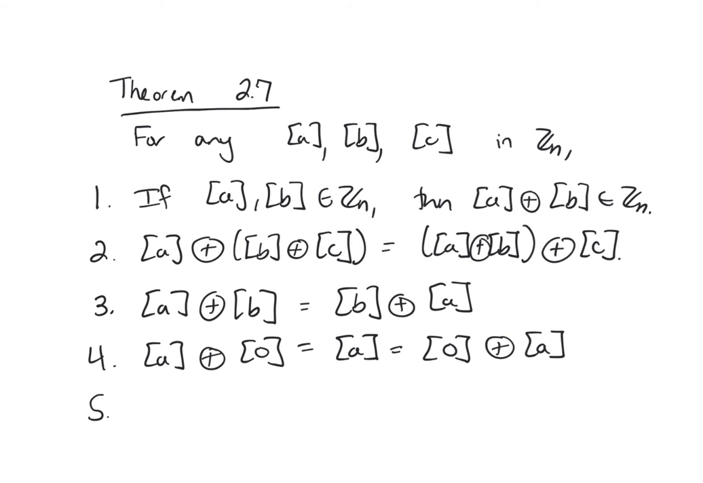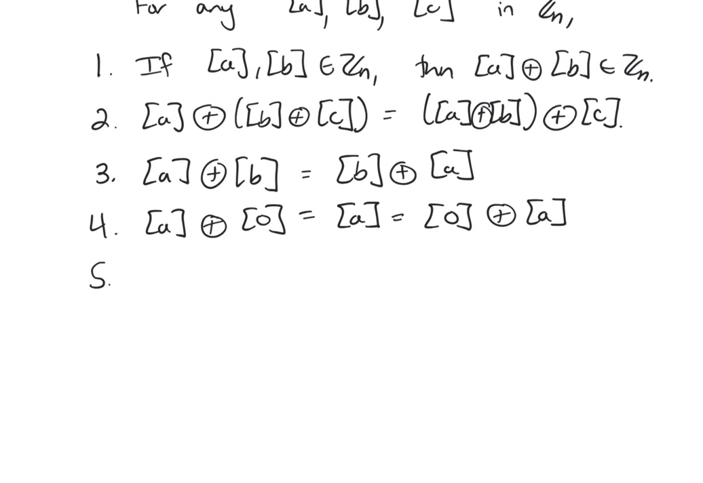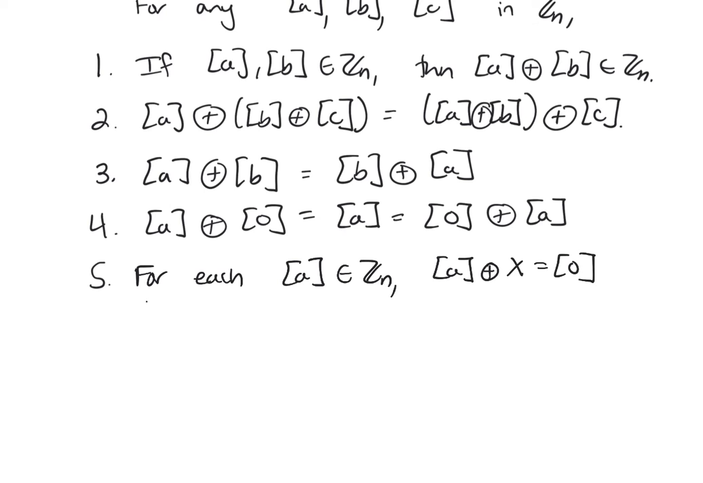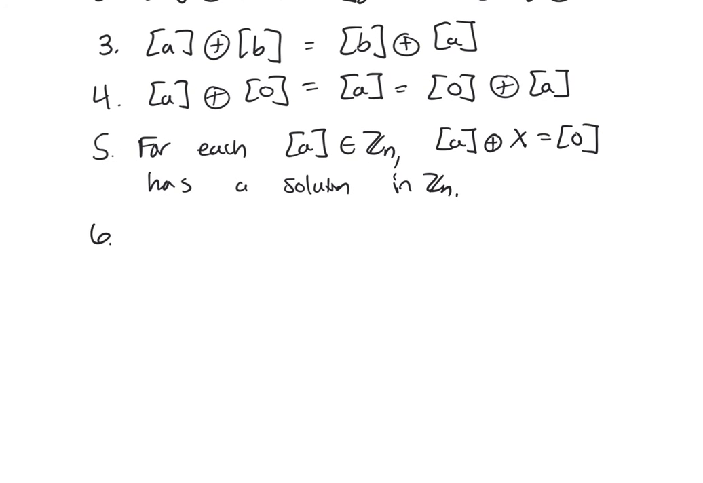Number 5, for each equivalence class A in Zn, the equation A plus X equals 0 has a solution in Zn. So that's all of them, all of the properties for addition. Let's switch to multiplication now.